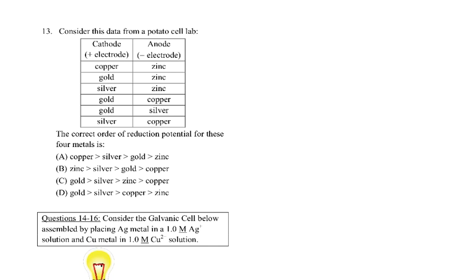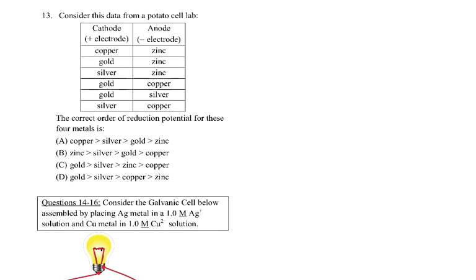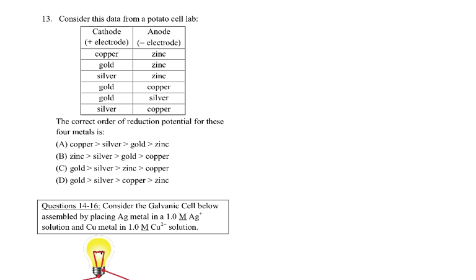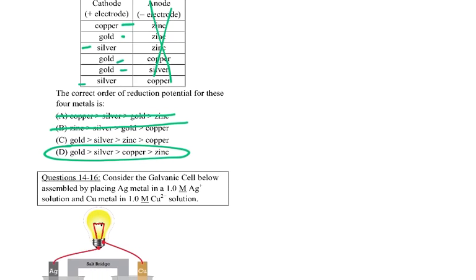Okay, 13. This is referring to that potato lab. And we say, what's the correct order of reduction potential? We don't even really want to look at the anodes, we want to look at the cathodes. Who was the cathode the most? They're going to be highest in the chart. They have the highest reduction potential. So gold, gold, and gold 3 times. So that means that's not the answer, that's not the answer. Then second best was silver, silver, and that's both the same. Third best was copper, and the worst was zinc. So we went gold, silver, copper, zinc, as answer D, and that was a pretty easy question.